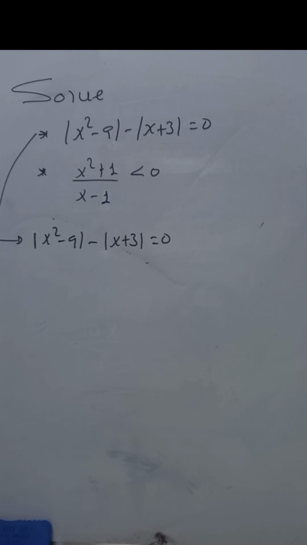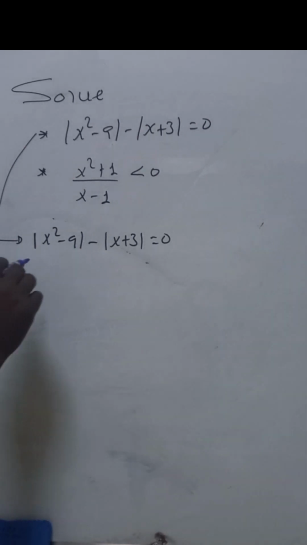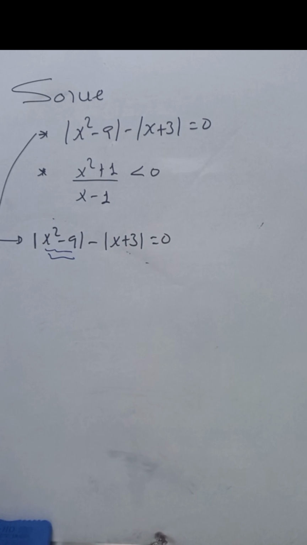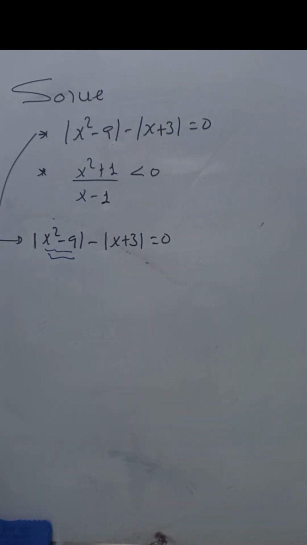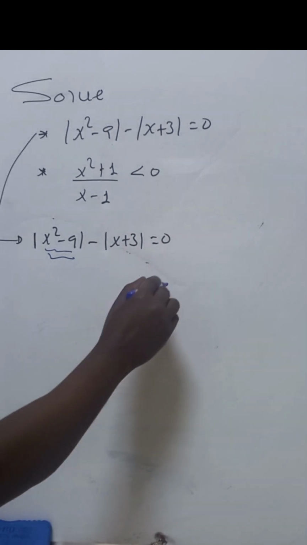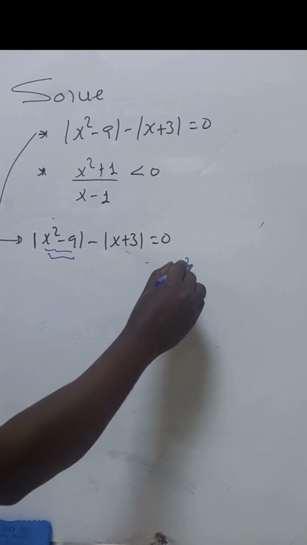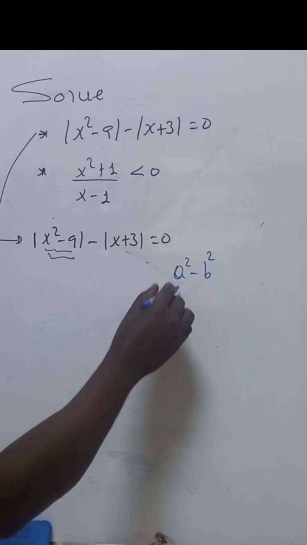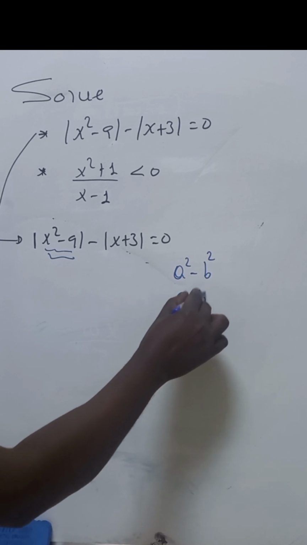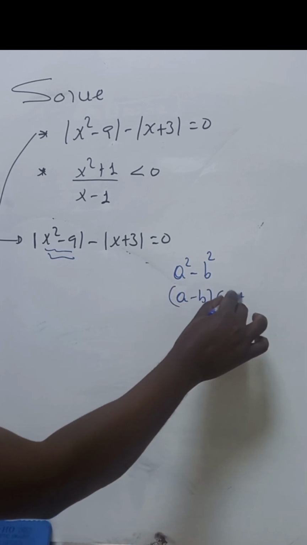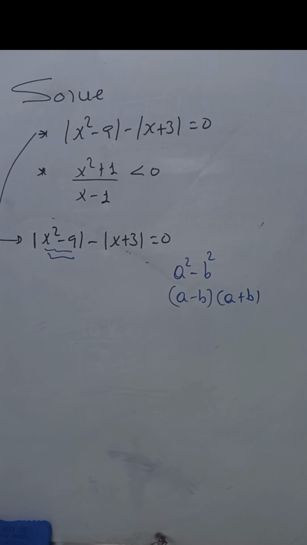It is simple. First of all, you have to know the very important properties of modulus or absolute value. Before that, what does this mean in general? This is given as the difference of two squares. For example, a squared minus b squared is given by a minus b times a plus b. We call this the difference of two squares.